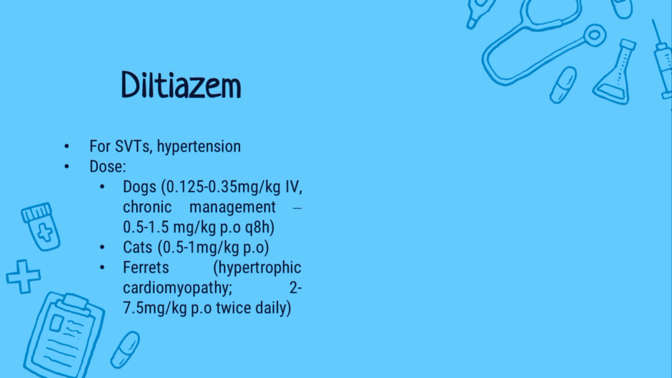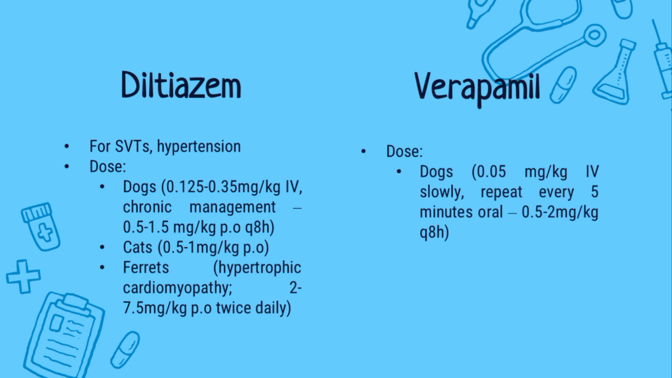For cats, you can give 0.5 to 1 milligram per kilogram orally. And for hypertrophic cardiomyopathy of ferrets, give them 2 to 7.5 milligrams per kilogram orally twice daily. Verapamil, on the other hand, is used to treat hypertension. Give your dog 0.05 milligrams per kilogram intravenously, slowly. Repeat every 5 minutes. Upon administering orally, give 0.5 to 2 milligrams per kilogram every 8 hours.